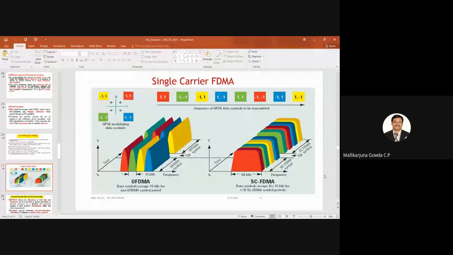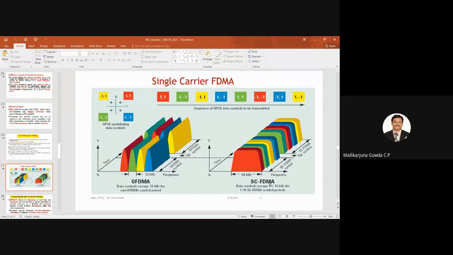Each symbol of data is represented with a different color. Hope you understand. One with the red color, then 01 with the yellow, then 00 with another color, then 10 with another color, blue. So that is what the different symbols are. And here the carrier spacing is 15 kilohertz. So data symbols will be occupying 15 kilohertz for one OFDMA symbol period in this case.